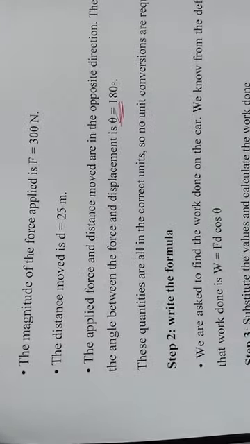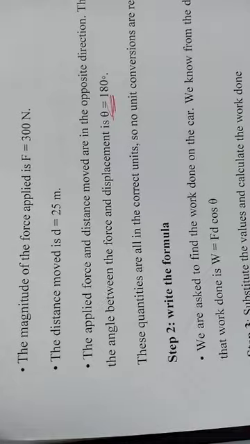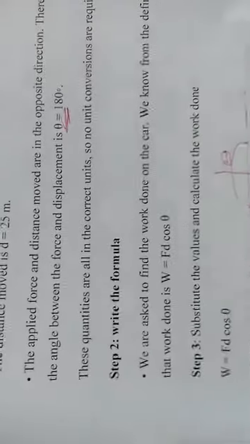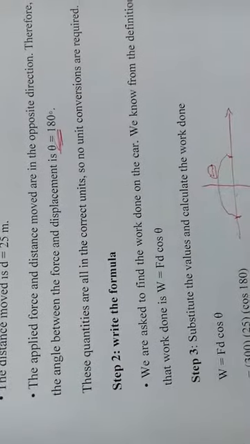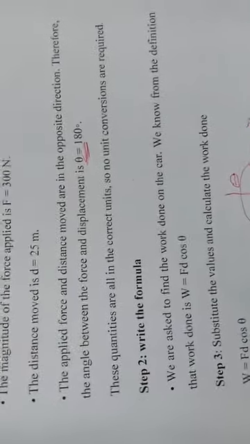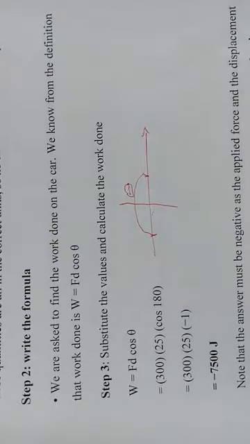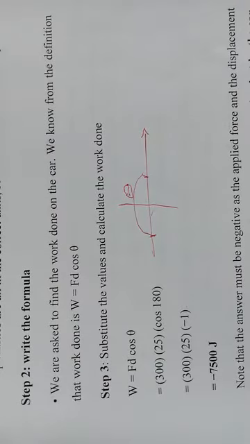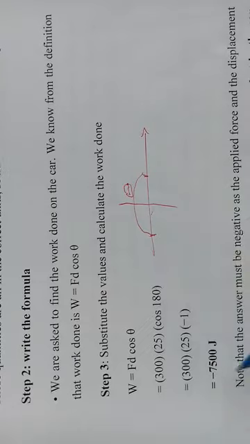That means the angle between the force and the displacement is 180 degrees, because they are in opposite directions, as we have discussed before. There is no need for unit conversion, as in the same problem we discussed. So simply calculate the work done using the formula: W is equal to force times D times cos theta, magnitude. Substituting, 300 times 25 times cosine of 180 degrees.